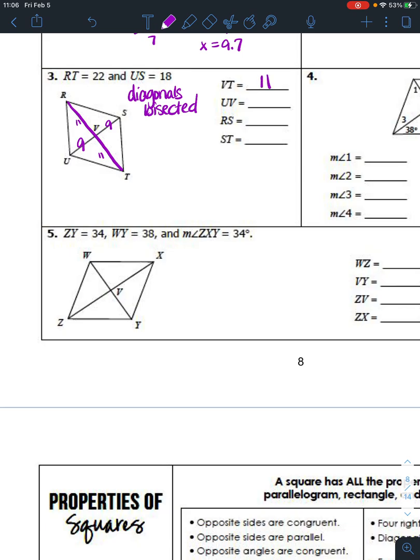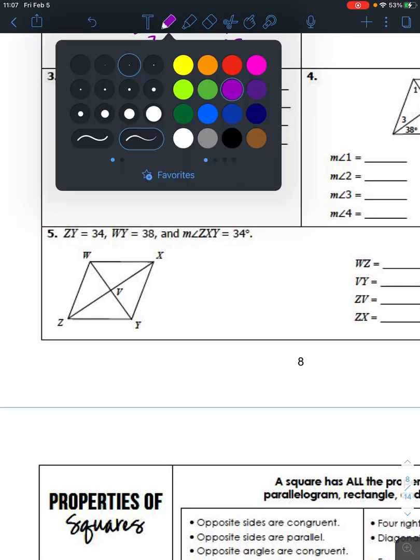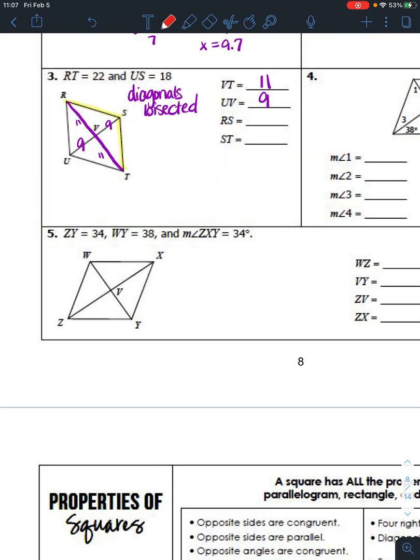So now the question is, what is VT? Well, now we know VT is 11 and UV is 9. We don't know RS, and we don't know ST, but once we know one of them, we'll know the other. Now, this is where you have to remember, okay, what else about a rhombus? There's got to be something else that I know. There is. Go back and look at your rules. Remember that those diagonals are perpendicular. That gives me this right triangle right here that I can use the Pythagorean theorem on.